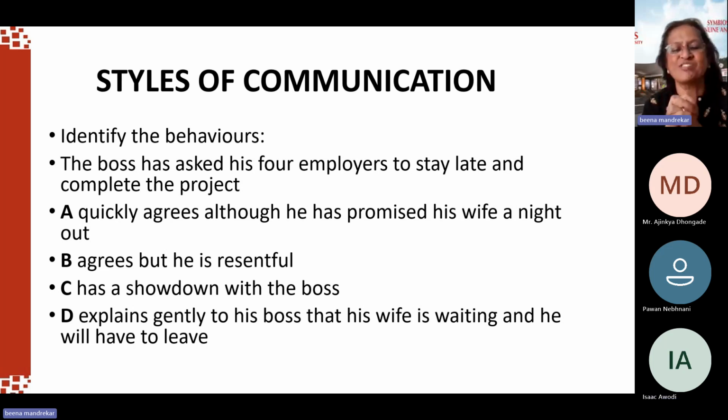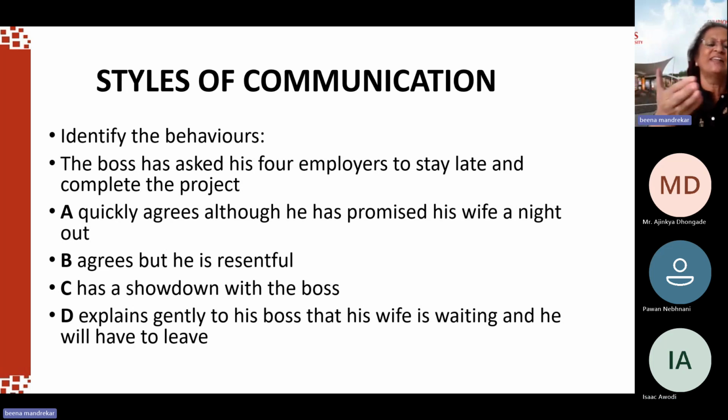C has a showdown with the boss. He almost collars him. And D explains gently to the boss that his wife is waiting at home. I'm sorry, I cannot stay. You will have to leave. So now we have to identify the four behaviors.